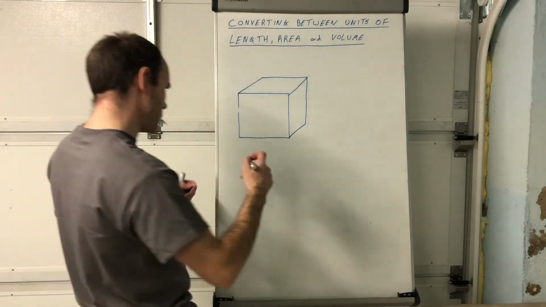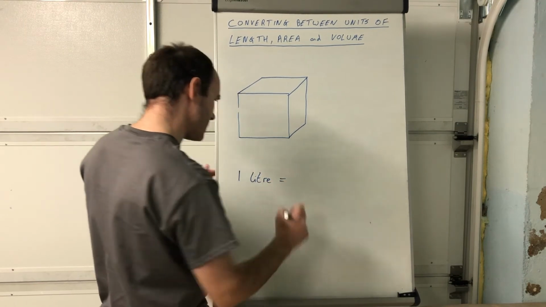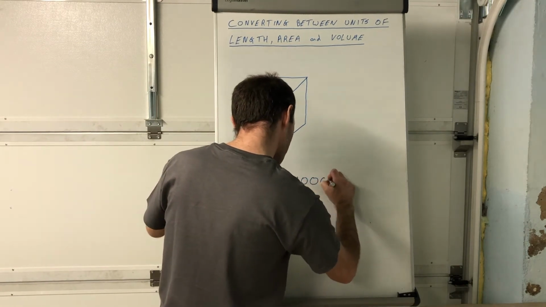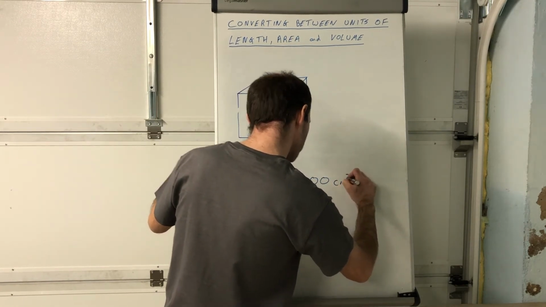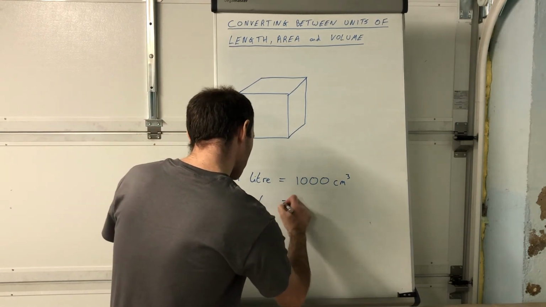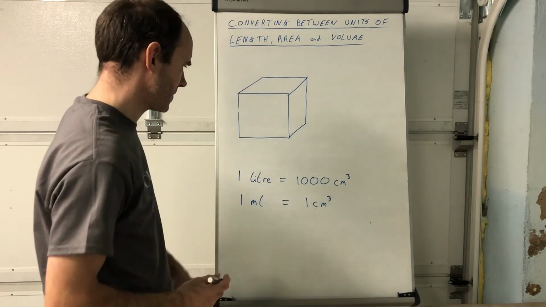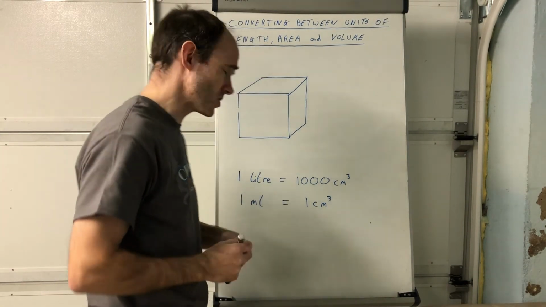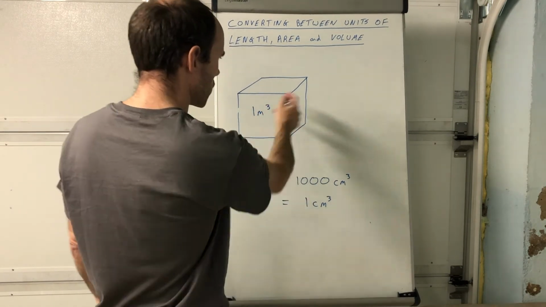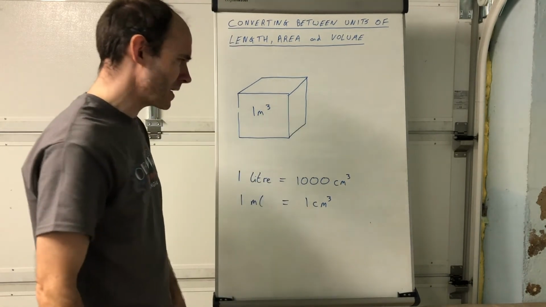You need to know that 1 litre is the same as 1,000 cubic centimetres. 1 millilitre is the same as 1 cubic centimetre. You just need to be aware of that conversion. So here's a quick question for you now. That metre cube that I put up earlier, where it's 1 metre by 1 metre by 1 metre, how many litres would that be?